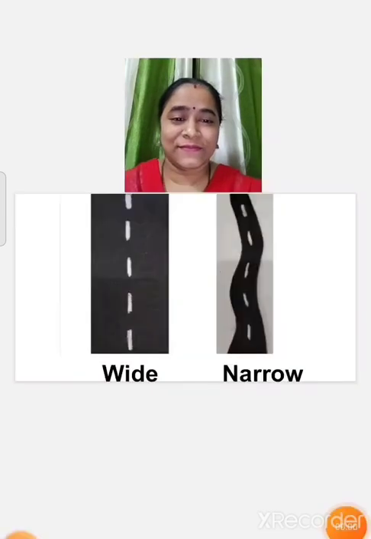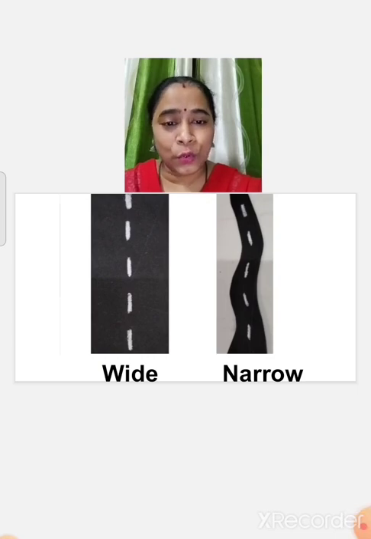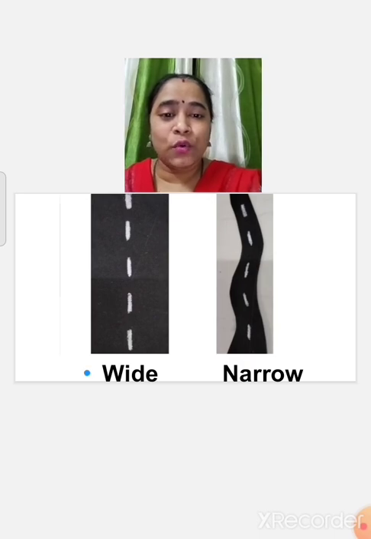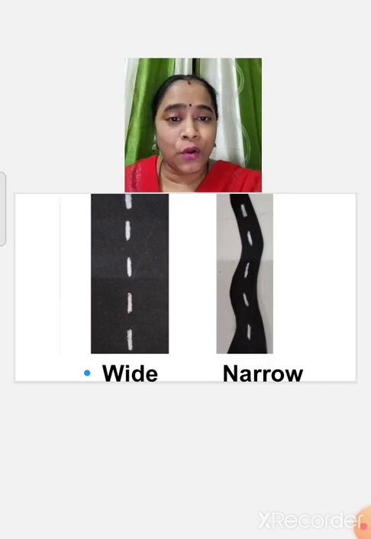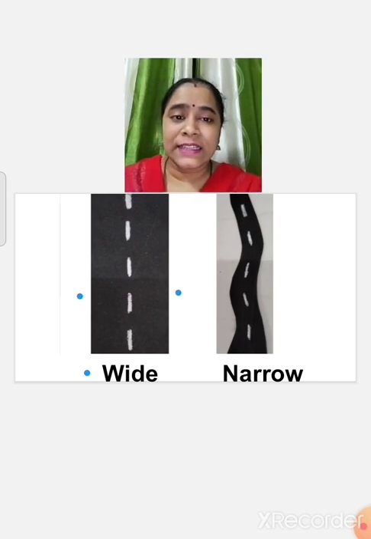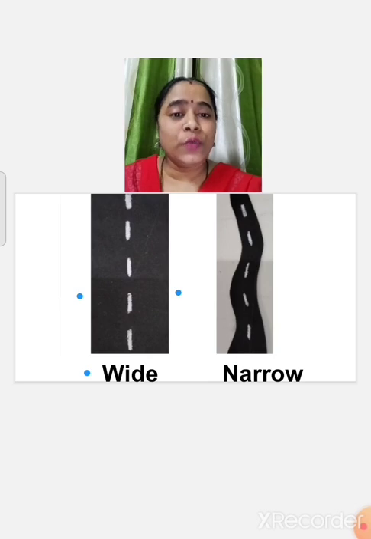Okay. Now children, what you all can see over here? Yes, roads. Children, this road is wide. It is broad. You can see the sides. See children? The sides are not closer to each other. So this road is wide.